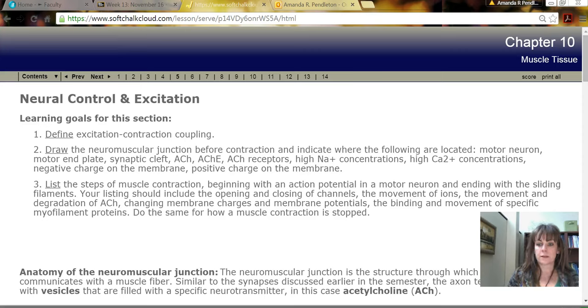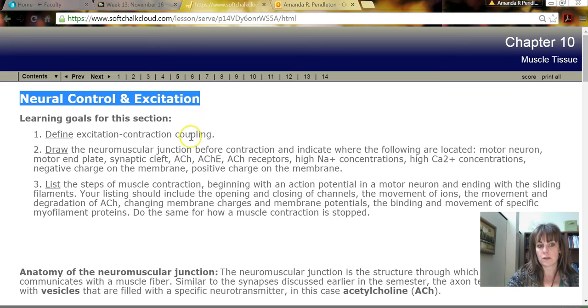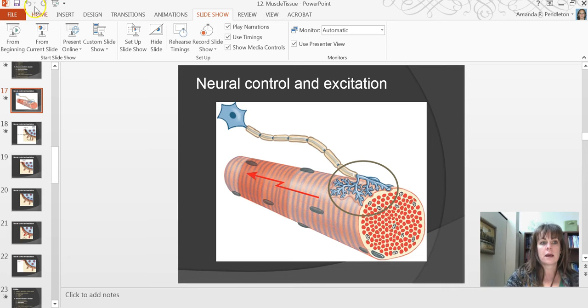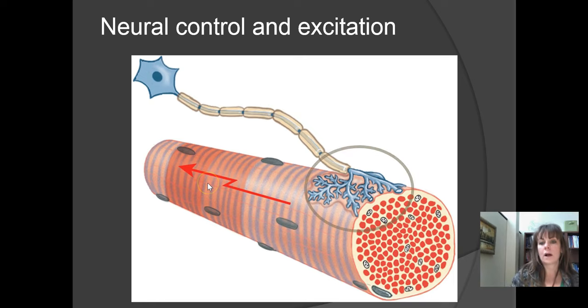Okay, so now what I'd like to talk about is each of these steps involved in going from action potential in the motor neuron all the way to muscle contraction. I'd like to talk about them in depth. The first thing I'd like to talk about here is neural control and excitation. And what that means is we are going to be talking right at this level. Here's the motor neuron. And how does an action potential in the motor neuron trigger an action potential in the muscle cell?